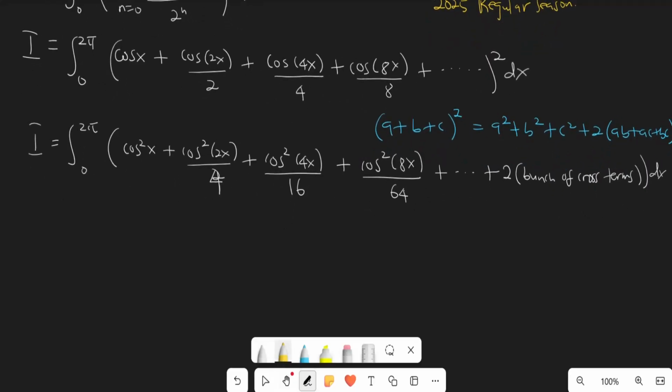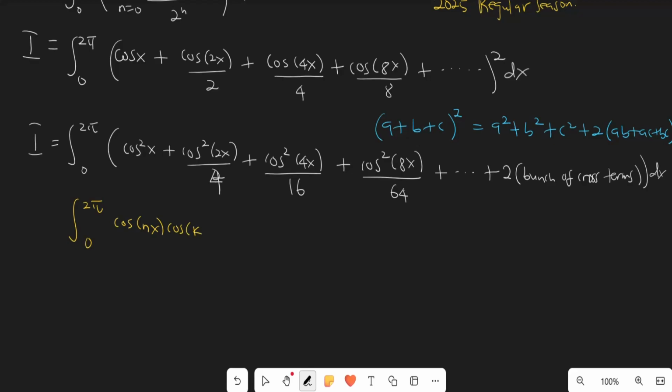So we have to know something. We have to know that the integral from 0 to 2 pi of the cross terms, cosine of nx times cosine of another variable kx dx, is going to evaluate to 0, right? Whenever n is not equal to k, the integral from 0 to 2 pi of the cosine of nx times the cosine of kx is going to evaluate to 0. So the integral of the cross terms is going to evaluate to 0 because we don't have n equal to k. So when we integrate these terms, they are all going to be 0.